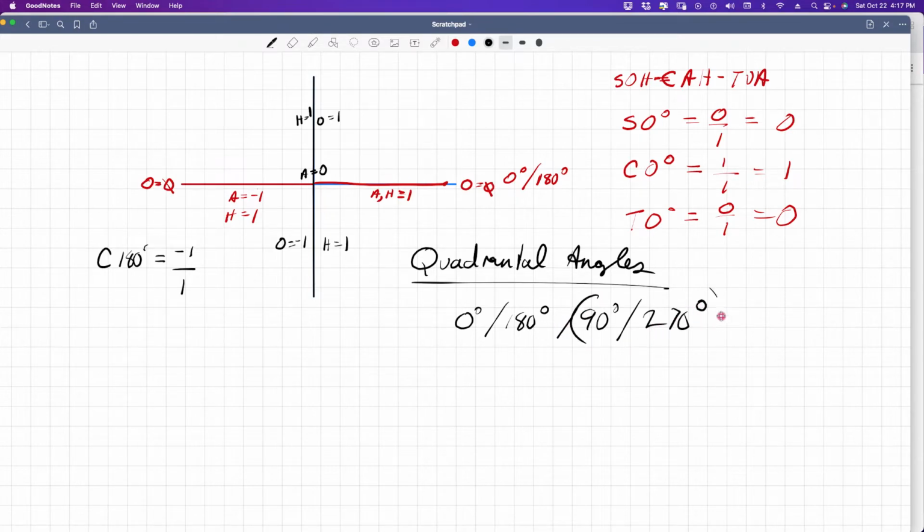These are the y's and these are the x's. Notice we don't have a 360 degree quadrantal angle. That is the same as the 0 degree because they overlap. They start and end in exactly the same place. So we have a 359 degree angle and then a 0 degree angle. That is the way it works.